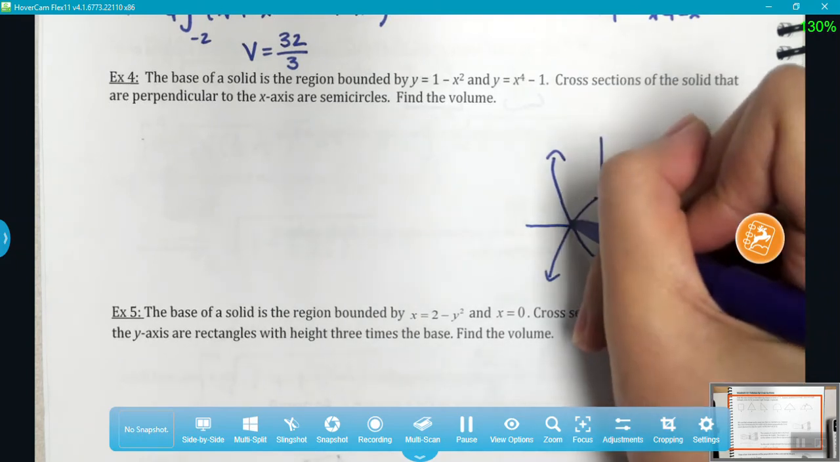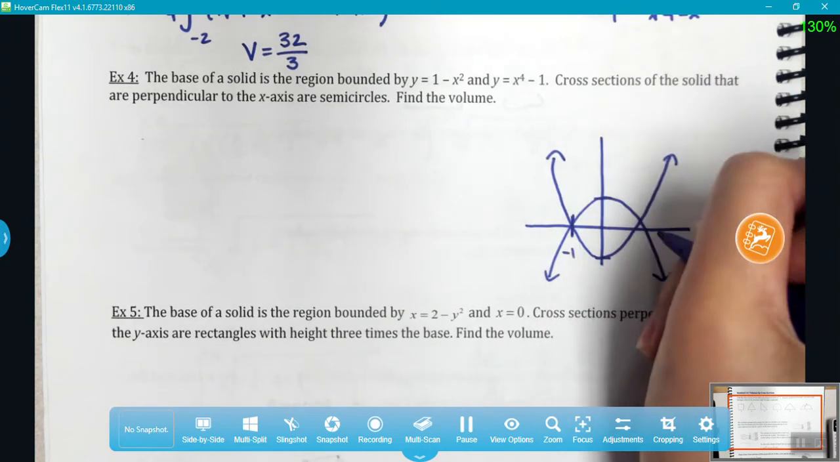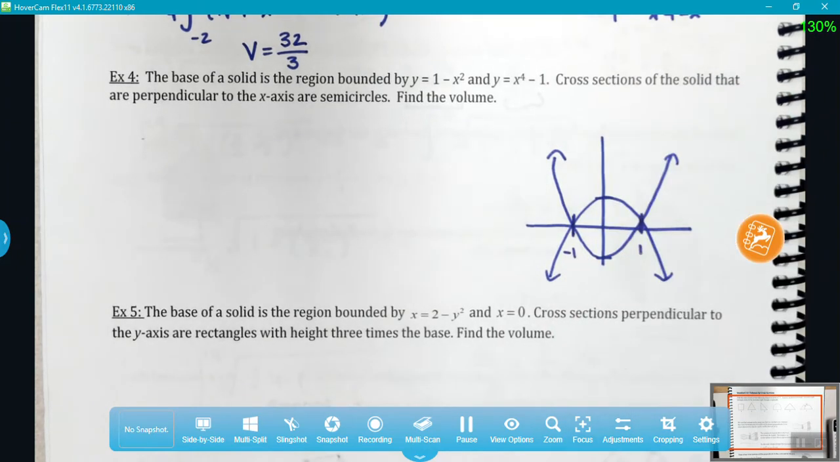Where do they intersect? I think at -1 and 1. Right? But if you don't know, you set them equal to each other.